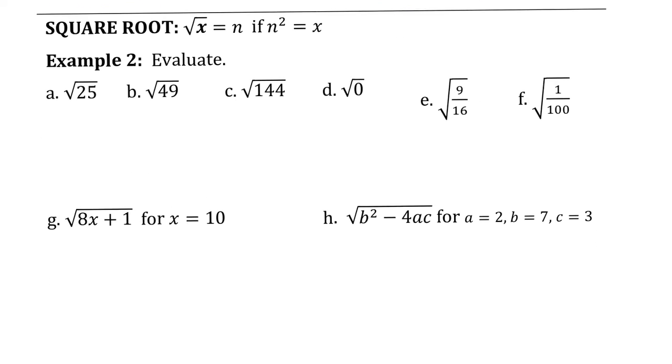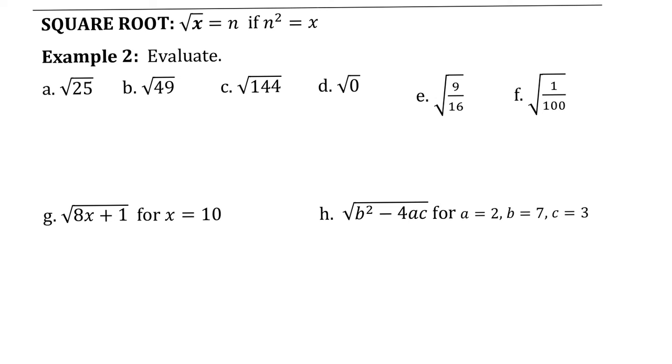Okay, the next topic we're going to introduce is square root. The square root of x is n if n squared is x. So I'm going to tell you what the answer is to the first one so you can see why that's the answer. The square root of 25 is 5. The reason it is 5 is because if I do 5 squared, I get 25.